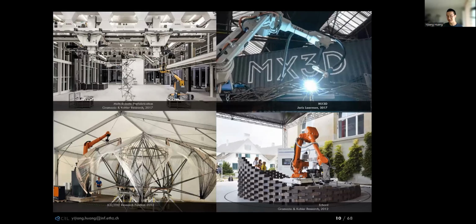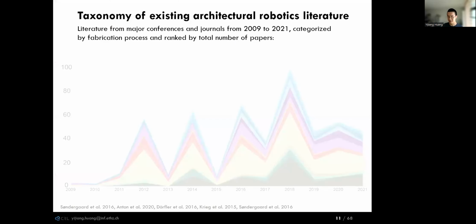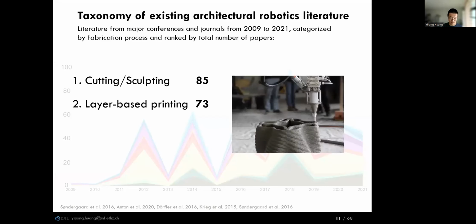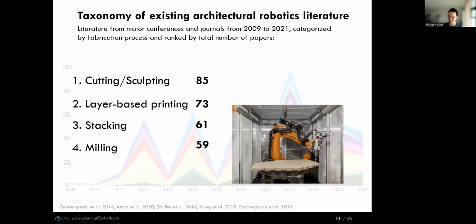From the architectural side, in the past 15 years, we've seen robots used to build large-scale complex geometries, and the fabrication processes are very diverse, including spatial assembly, welding, fiber winding, brick laying, etc. If we classify the literature on construction robots in the past 12 years according to the fabrication processes, we can see that the top four are cutting, layer-based 3D printing, drawing, and stacking and milling. From my definition, I think drawing belongs to layer-based 3D printing, where you just have one layer, but a very long, big one.